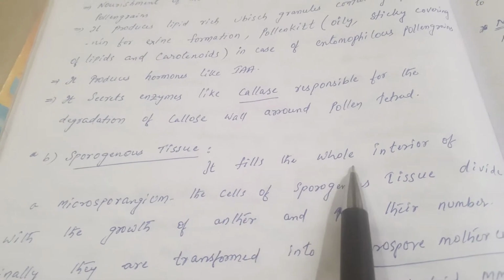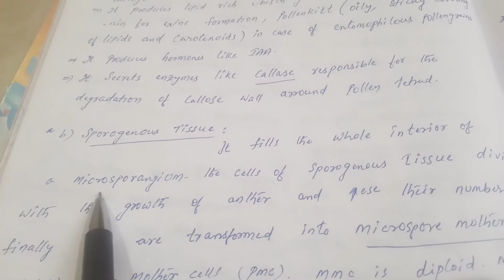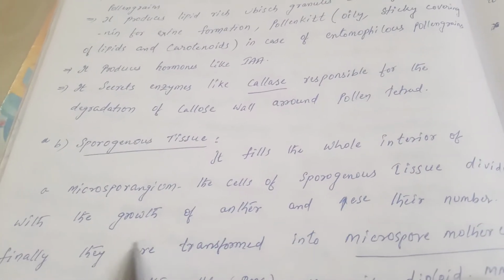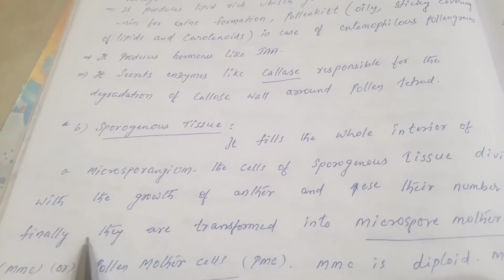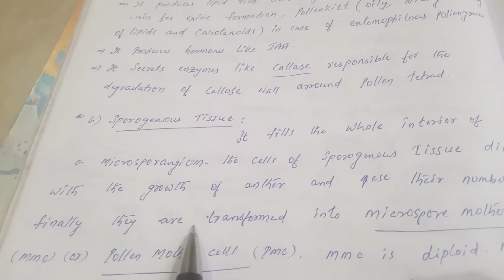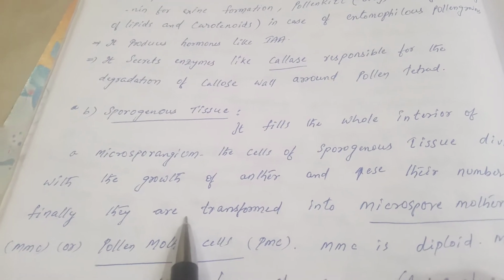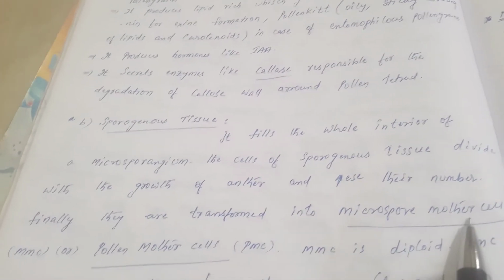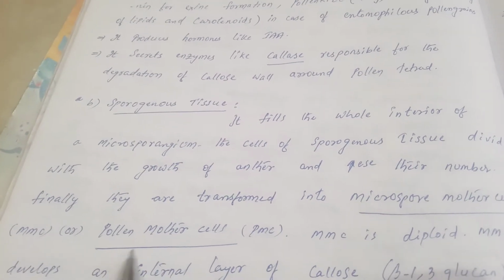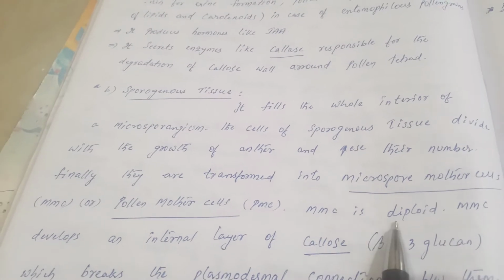Sporogenous tissue fills the whole interior of a microsporangium. The cells of sporogenous tissue divide with the growth of anther and increase their number. Finally, the cells of sporogenous tissue are transformed into microspore mother cells. Microspore mother cells are also called pollen mother cells. Microspore mother cell is diploid.